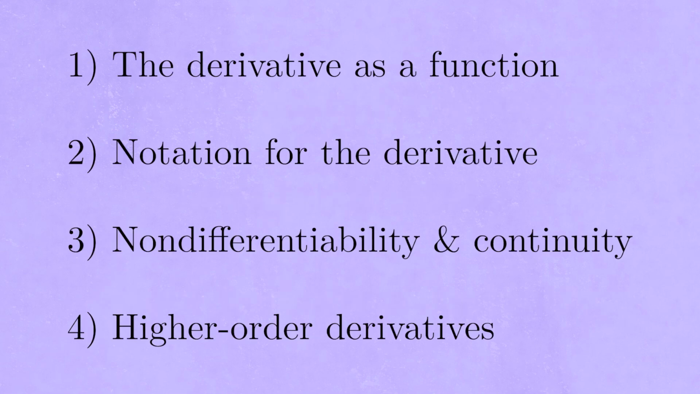Today we talked about the derivative as a function. We described some alternate notations for the derivative and talked about some examples where a function is not differentiable at a point. We also stated a relationship between differentiability and continuity and introduced higher order derivatives.